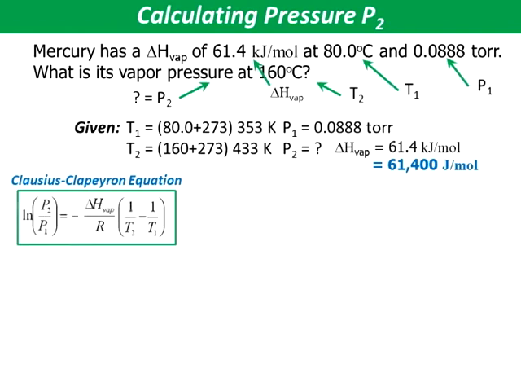So we mark up our equation with the variables. We note that we have P2 as the unknown. We're given the delta H of vaporization, and we have T2, T1 in C that we must convert to Kelvin, and we also have P1 in torr. Since our R value is in joules per mole K, we convert our delta H of vaporization to 61,400 joule per mole.